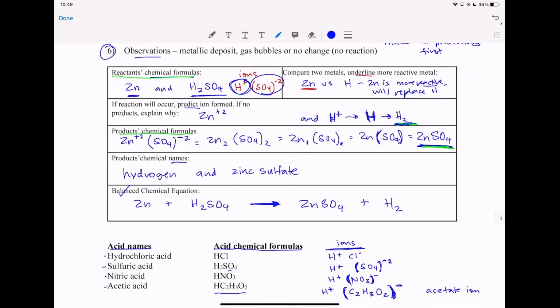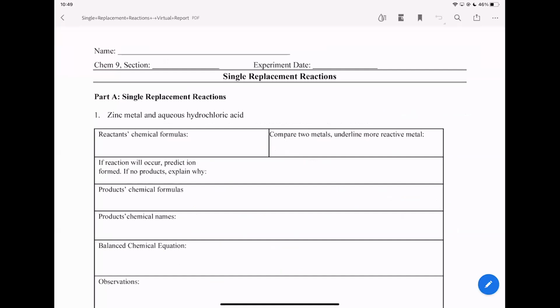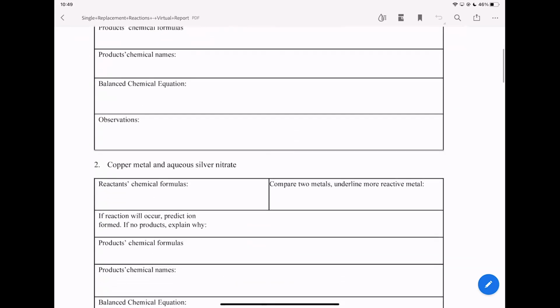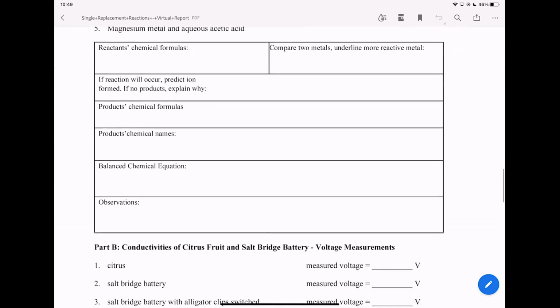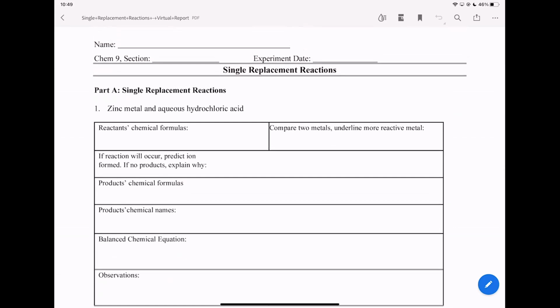Let me go to the lab report page. Okay, so here's your lab report page. These are the exact same boxes. So it's that you have different reactants now. You have zinc metal and hydrochloric acid. You have copper metal and silver nitrate. So you have 1, 2, 3, 4, 5. And for these in part A, you want to fill out all the boxes except for the observations.